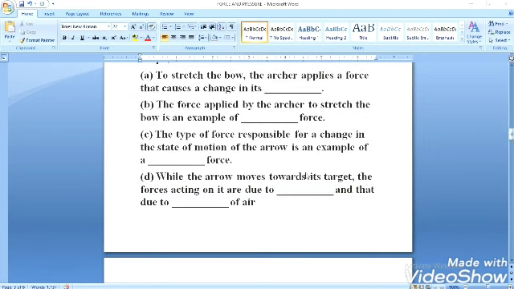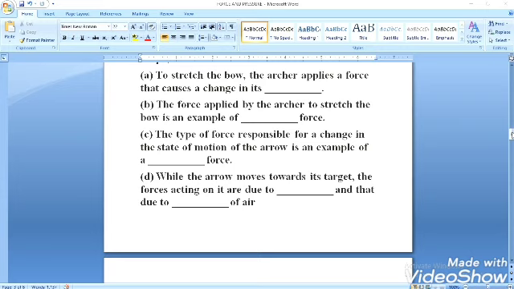First question, to stretch the bow, the archer applies a force that causes a change in its shape. Yes, shape. Second one, the force applied by the archer to stretch the bow is an example of muscular force. Which force? Contact or non-contact or muscular or friction? Okay, muscular force. The type of force responsible for a change in the state of motion of the arrow is an example of a contact force.